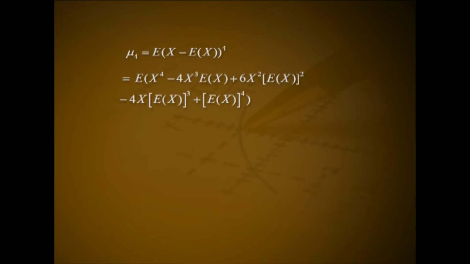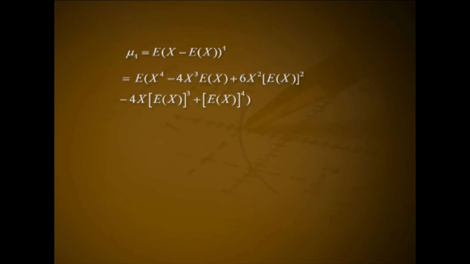The fourth central moment mu 4 equals expectation of (x minus expectation of x) the whole raised to 4. That is equal to expectation of x raised to 4 minus 4 x cube into expectation of x plus 6 x square into (expectation of x) all square minus 4 x into (expectation of x) all cube plus (expectation of x) all raised to 4.